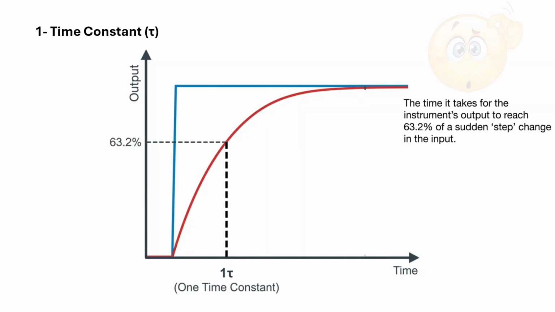Don't worry too much about the math. What matters is, one time constant gets you about 2/3 of the way there. Typically, after 5 time constants, the instrument is considered to have fully responded. That's a useful rule of thumb.